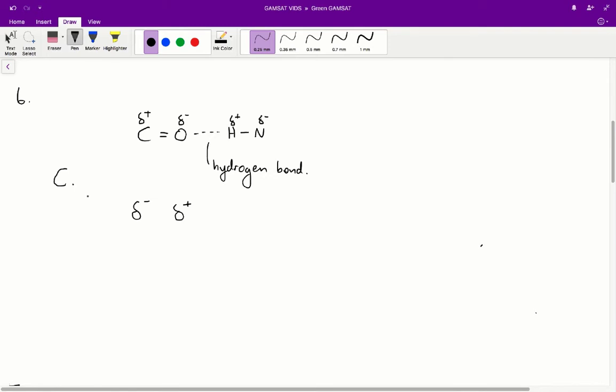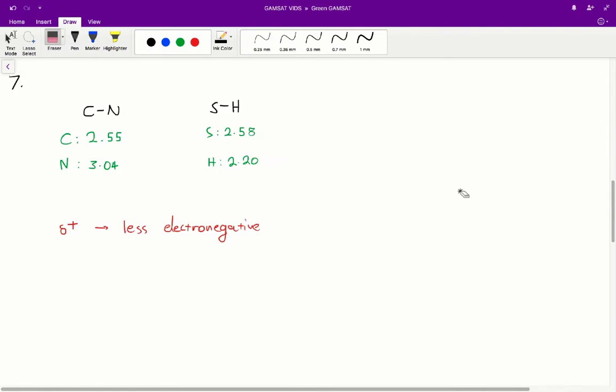In question 7, we are asked to find the positively charged ends of the two bonds, and we're given the two pairings, carbon and nitrogen and sulfur and hydrogen. So the delta positive and the positively charged end is going to be the less electronegative end. So in carbon and nitrogen, we've got carbon of 2.55, nitrogen with 3.04. So therefore, carbon is going to be the delta positive end.